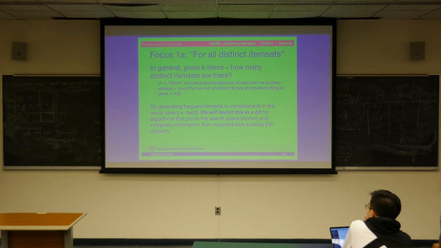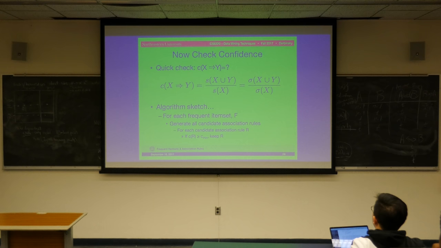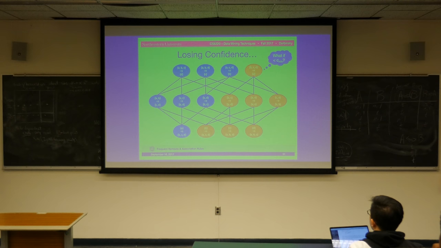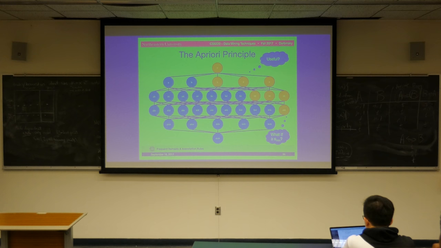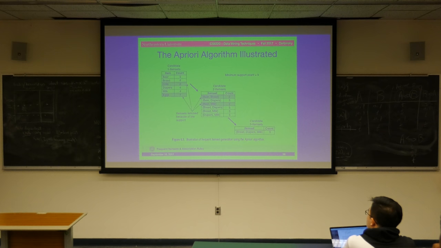Okay, so what do we do? How do we mine these things? How do we find the frequent item sets? I'm going to skip a bunch of slides that explain this stuff. So the first one we need to do is the a priori algorithm. So here's, in principle, how it works.